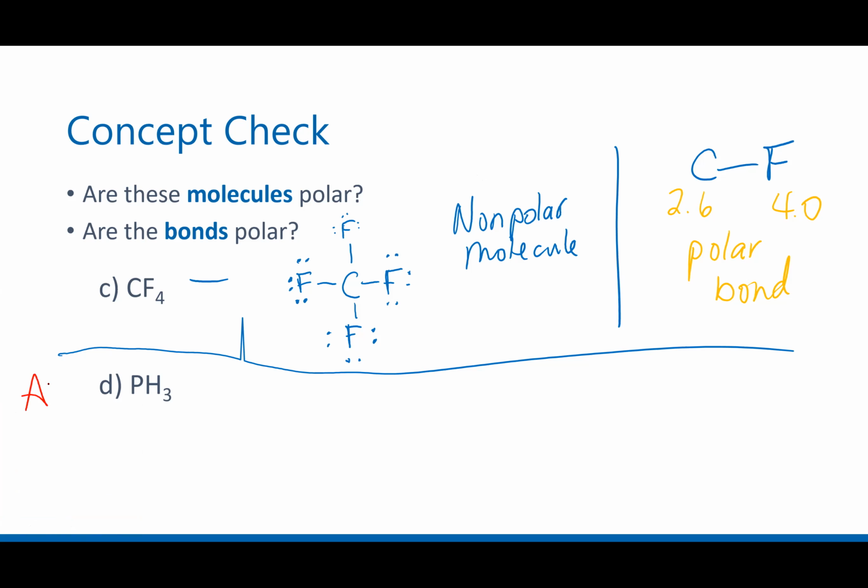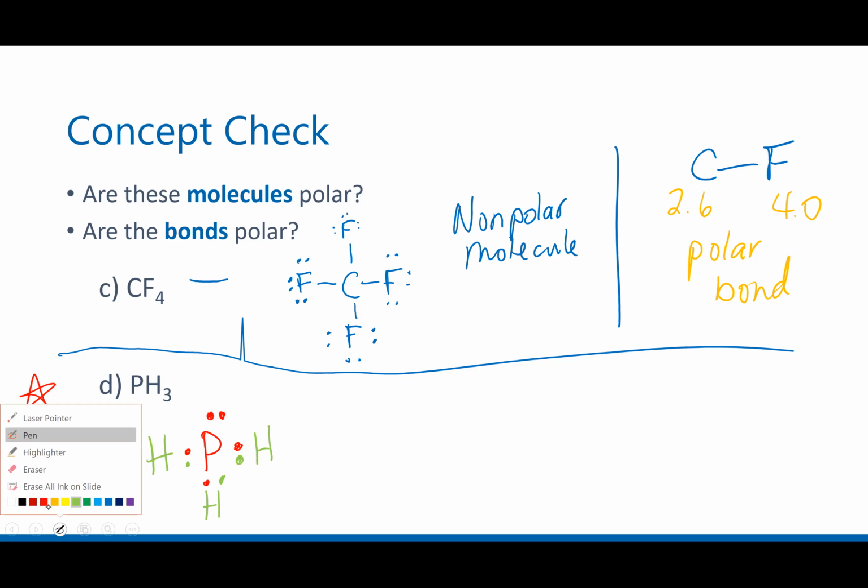D is a good one, by the way. Good question. So P, phosphorus. I'll do this one a little slower. Phosphorus is in group 15. It looks like this. Hydrogen, of course, looks like this. This is a pretty straightforward molecule to draw. Every hydrogen will be bonded to the phosphorus. I'll pick a different color for hydrogen.